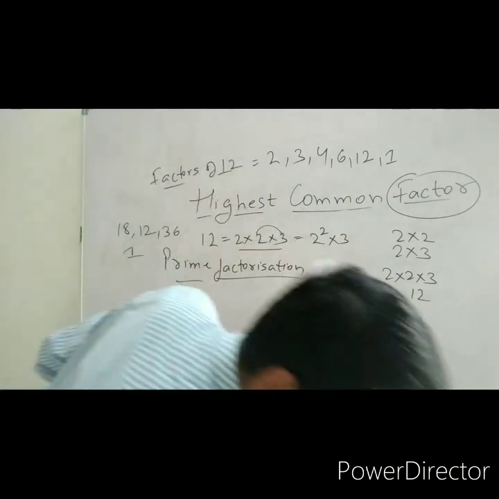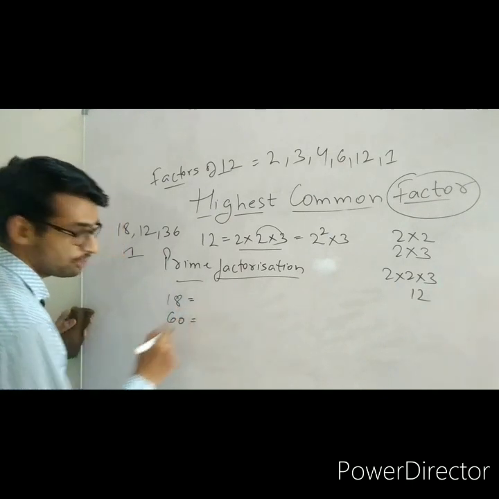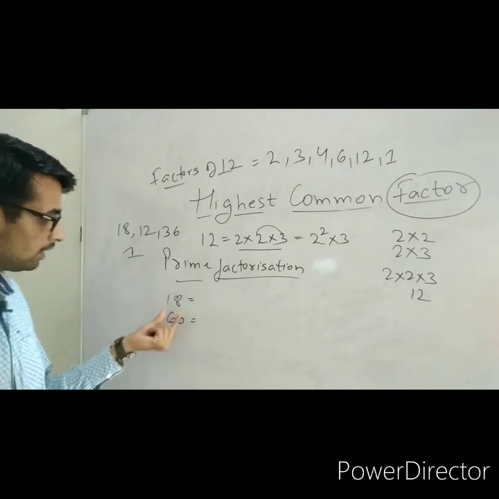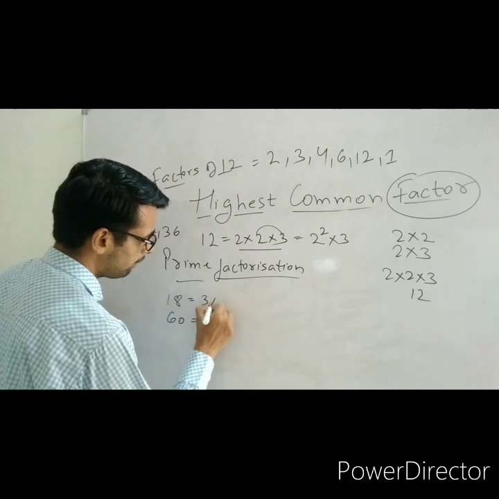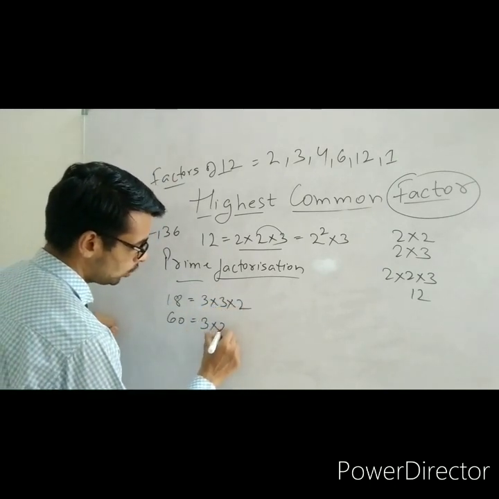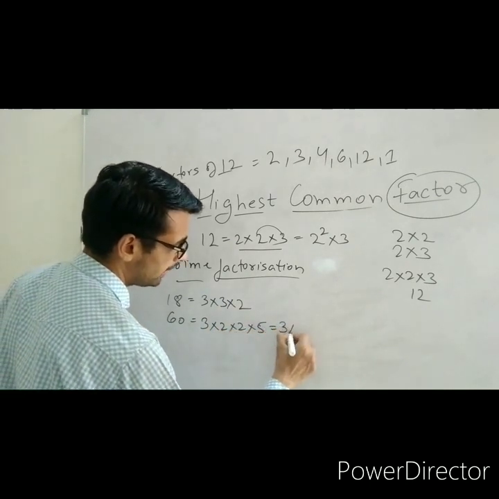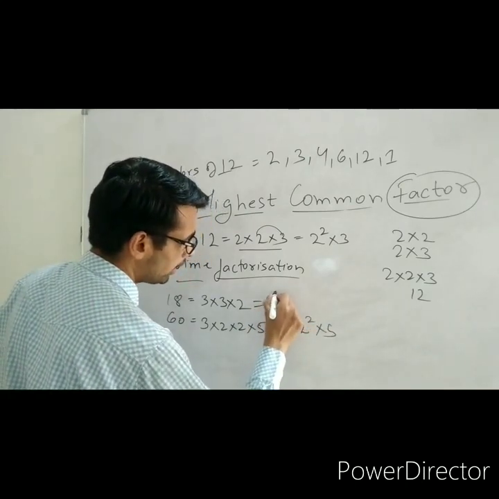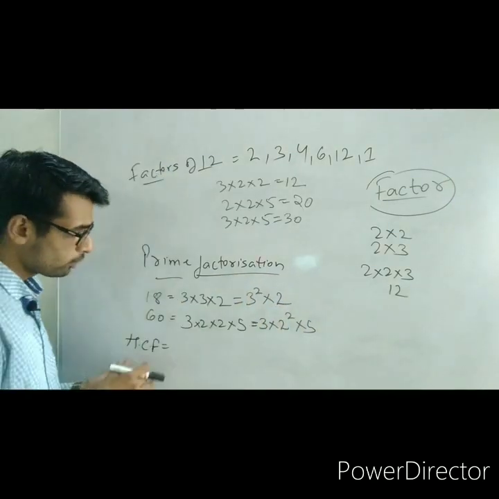So we have two numbers, 18 and 60, and we have to find their factors, the HCF. First of all, we have to write their prime factorization. So 18 is equal to 3 multiply 3 multiply 2. 60 is equal to 3 multiply 2 multiply 2 multiply 5, and we can write it in this way: 3 multiply 2 raised to power 2 multiply 5, and 18 is 3 raised to power 2 multiply 2. So now we have to find the HCF.